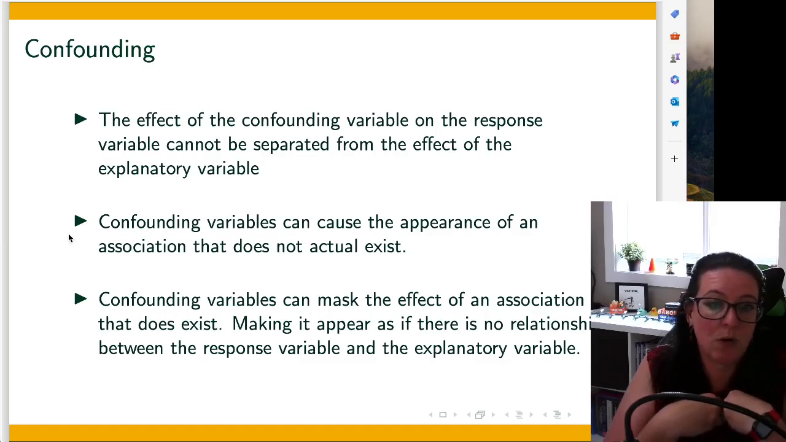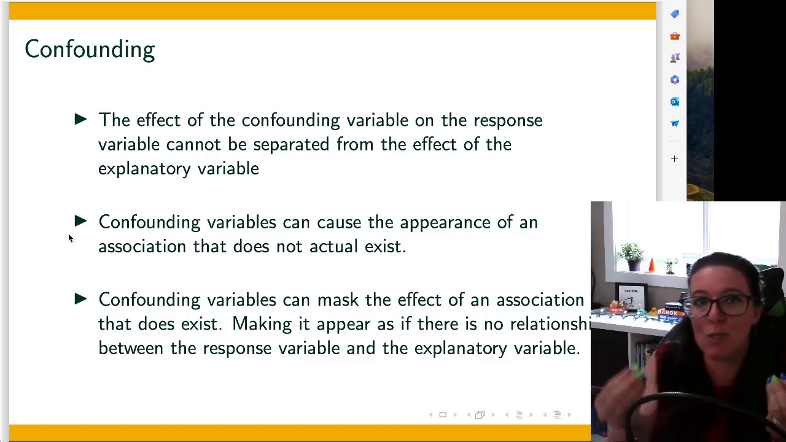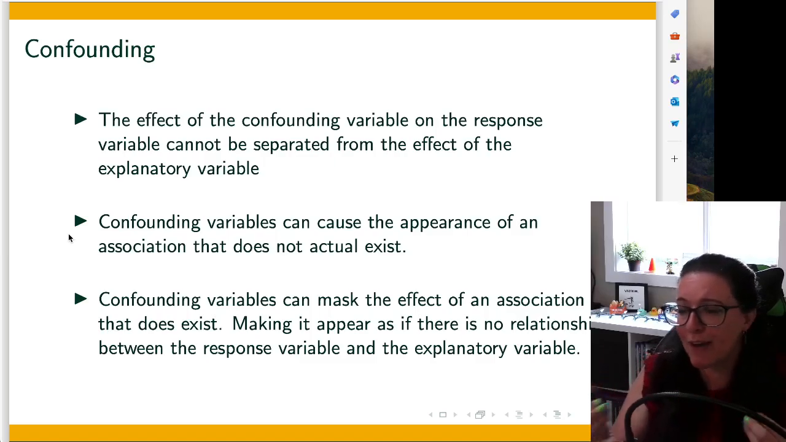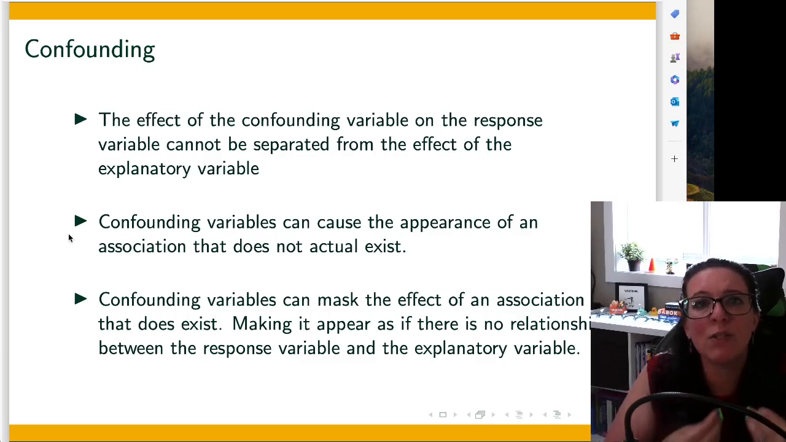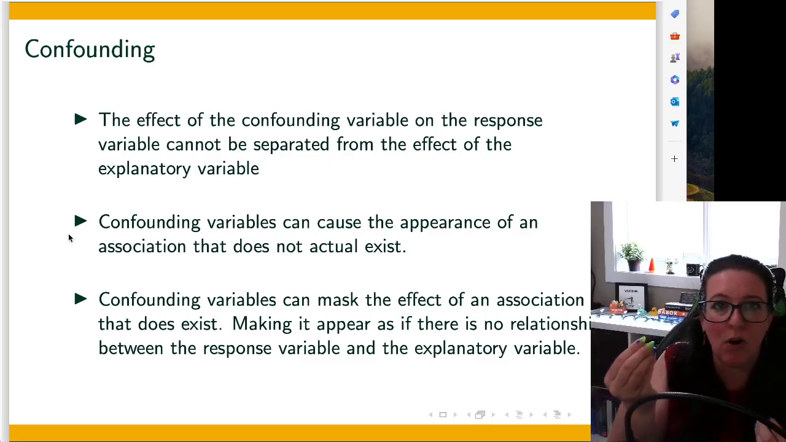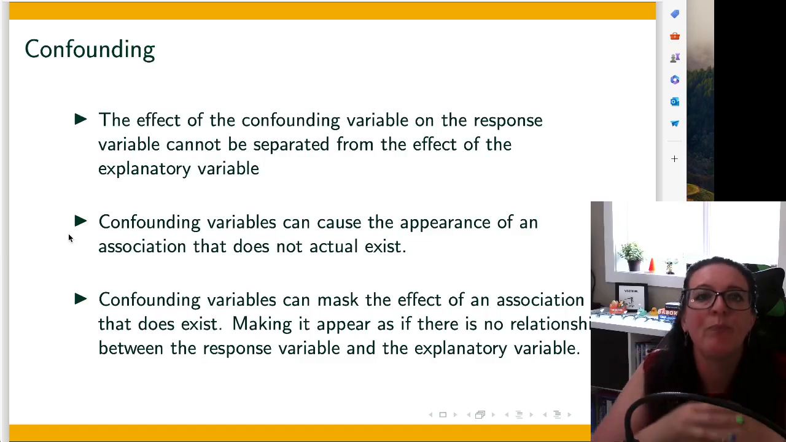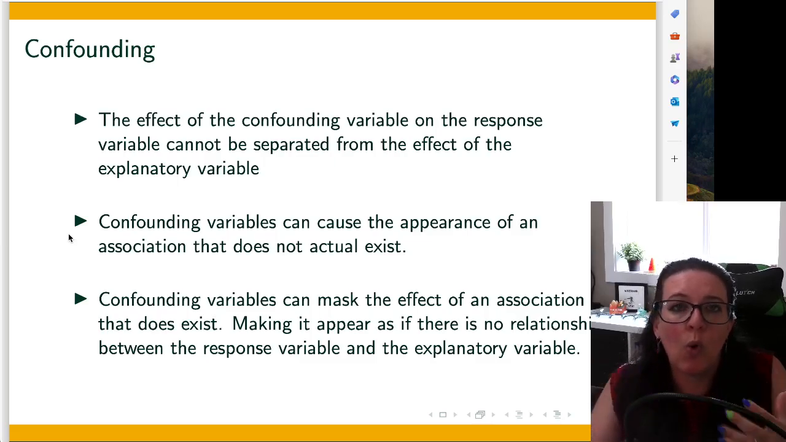So maybe the students were more attached or engaged with one instructor versus another, and so that was why they recalled or didn't recall. And so there's this other variable there that can cause confounding. So the effect of the confounding variable on the response variable is that we can't separate what's really causing that change in recall. We don't know if it's the method that it was taught with or the instructor themselves. We can't separate the two. You don't want to have confounding variables because then you don't know what is really causing that impact.